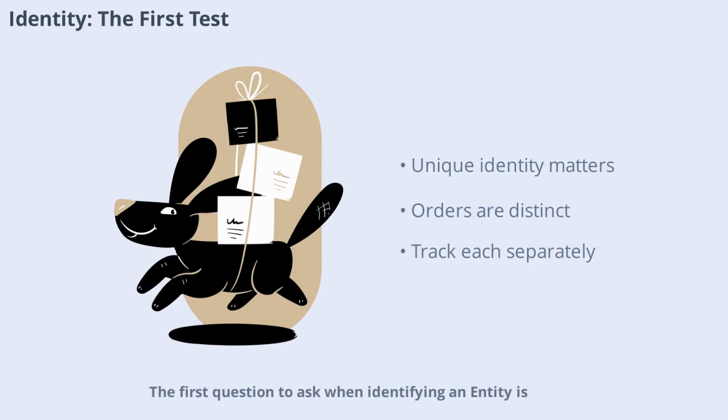The first question to ask when identifying an entity is, does this object have its own identity? For instance, consider order 101 and order 102. Even if both orders are for the same products and amounts, they are still separate and must be tracked individually. The system needs to distinguish between them, which means each order has its own identity. This is a key reason why order is modeled as an entity.